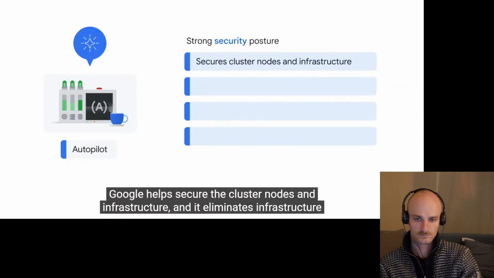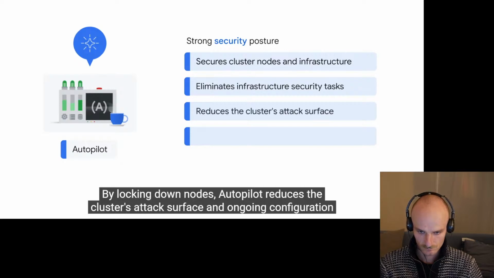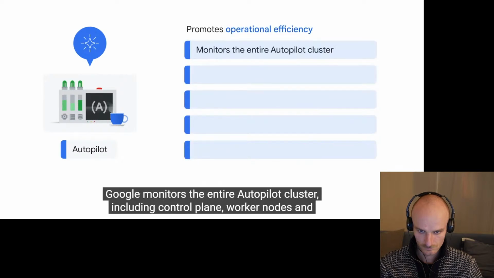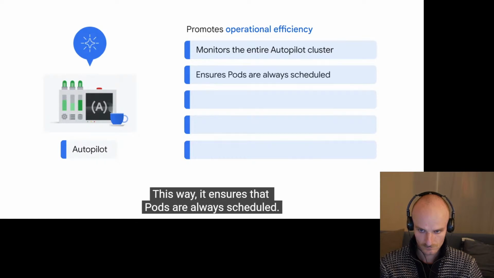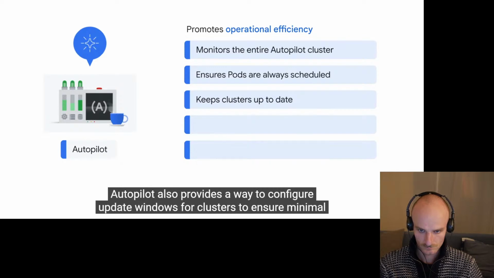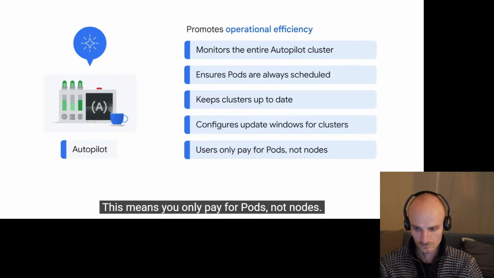Google helps secure the cluster nodes and infrastructure, and it eliminates infrastructure security management tasks. By locking down nodes, Autopilot reduces the cluster's attack surface and ongoing configuration mistakes. Autopilot promotes operational efficiency. Google monitors the entire Autopilot cluster, including control plane, worker nodes, and core Kubernetes system components. This way, it ensures that pods are always scheduled. This level of monitoring allows Google to always keep clusters up to date. Autopilot also provides a way to configure update windows for clusters to ensure minimal disruption to workloads. With Autopilot, Google is fully responsible for optimizing resource consumption. This means you only pay for pods, not nodes.